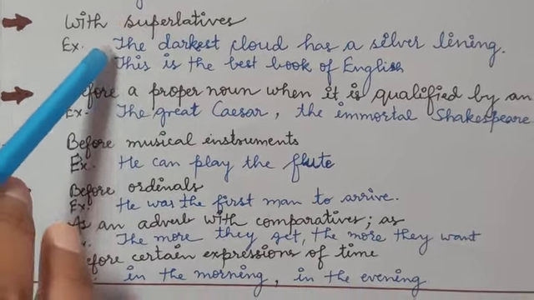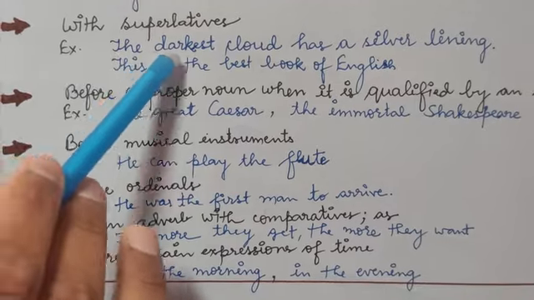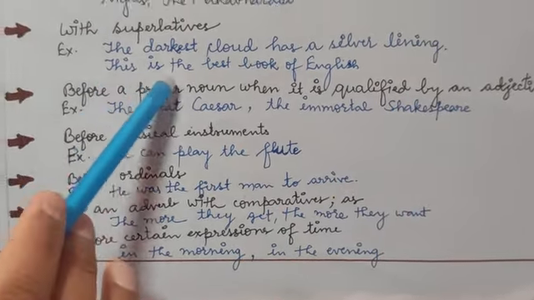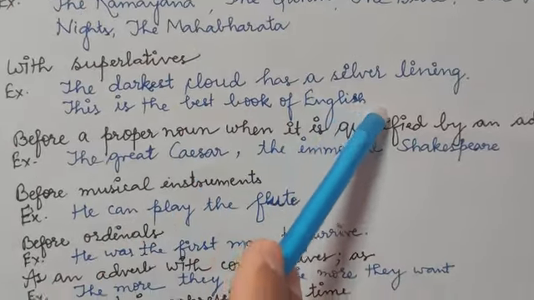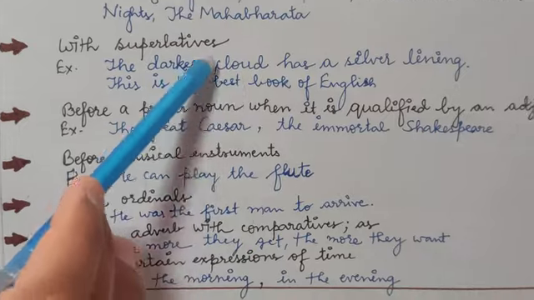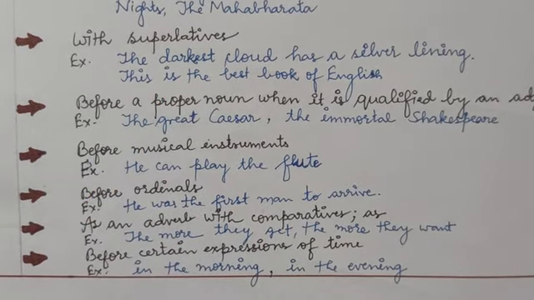I am just reading out the example. The darkest cloud has a silver lining. Next, this is the best book of English. So here also, best is the superlative degree. Before best, I have written the.